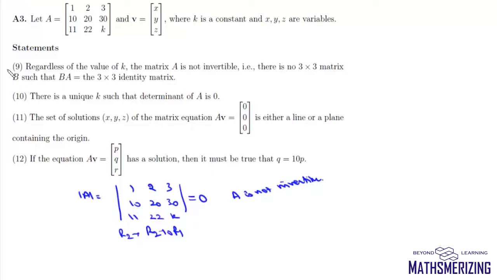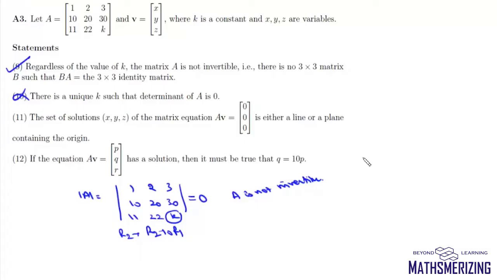So this statement 9 is correct. Now the 10th is, there is a unique case such that determinant of A is 0. Now this determinant of A is 0 regardless of values of K. So this K can take infinitely many values. That means this statement 10 is incorrect.